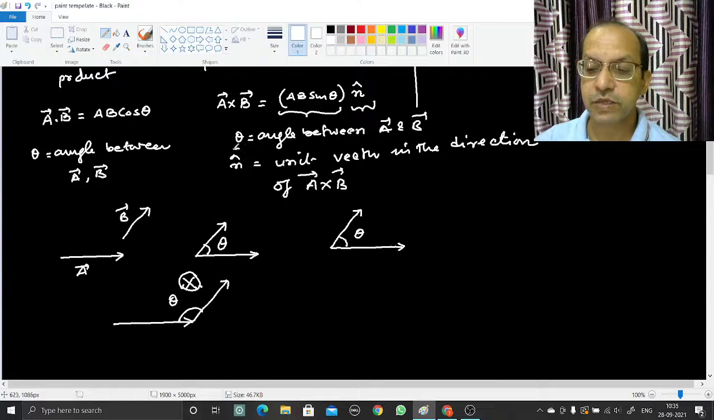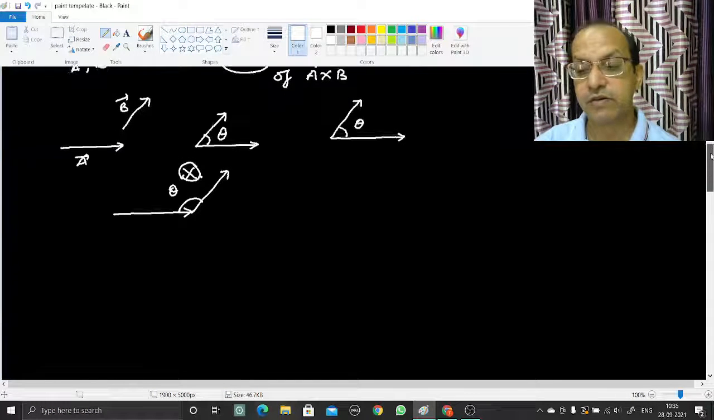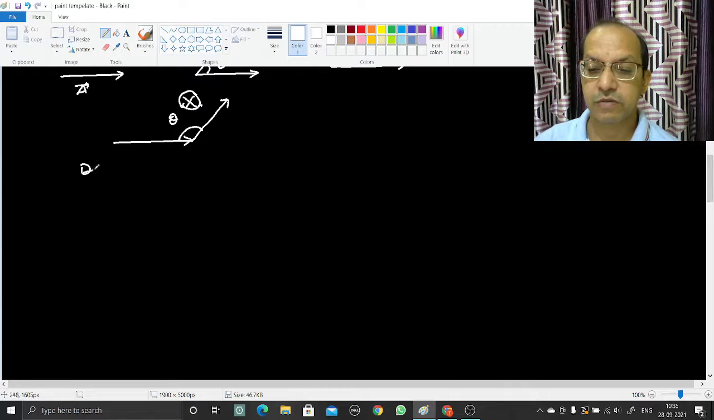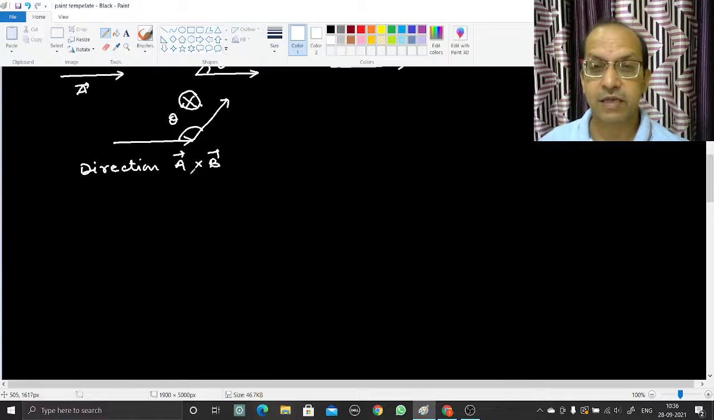Now, what is n cap? N cap is the unit vector in the direction of A cross B. So how to find the direction of A cross B? To understand the notion of direction of A cross B, we'll have to make a three-dimensional diagram. But the screen here is only two-dimensional.